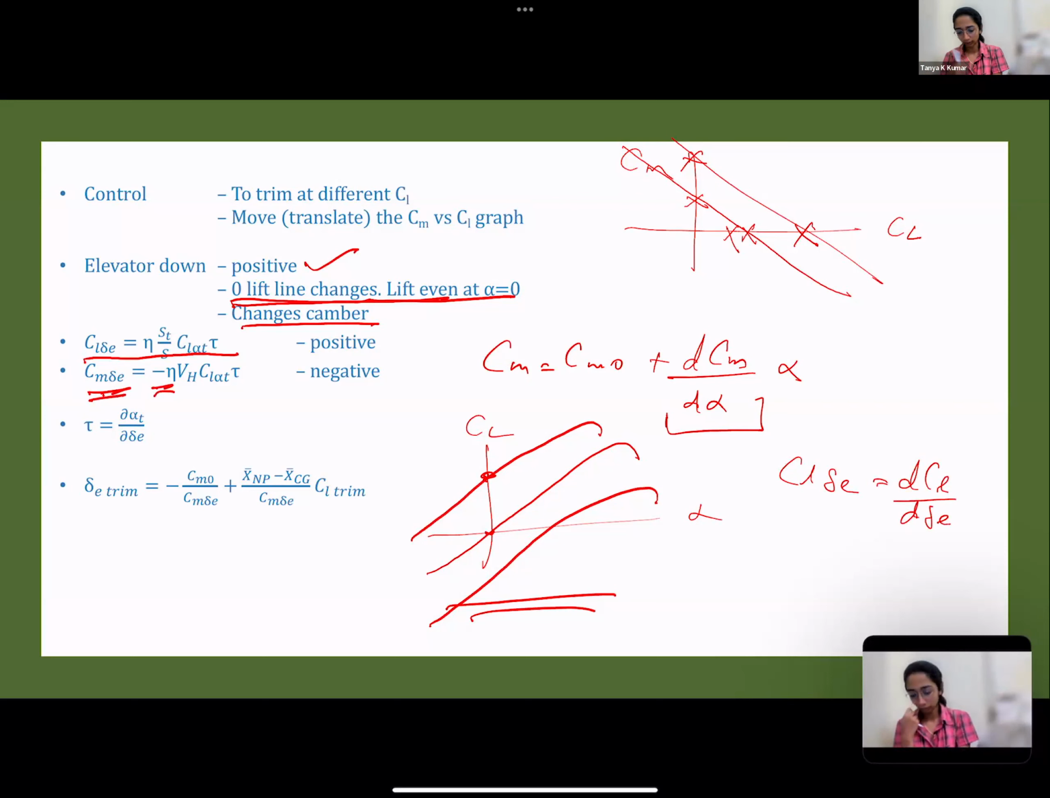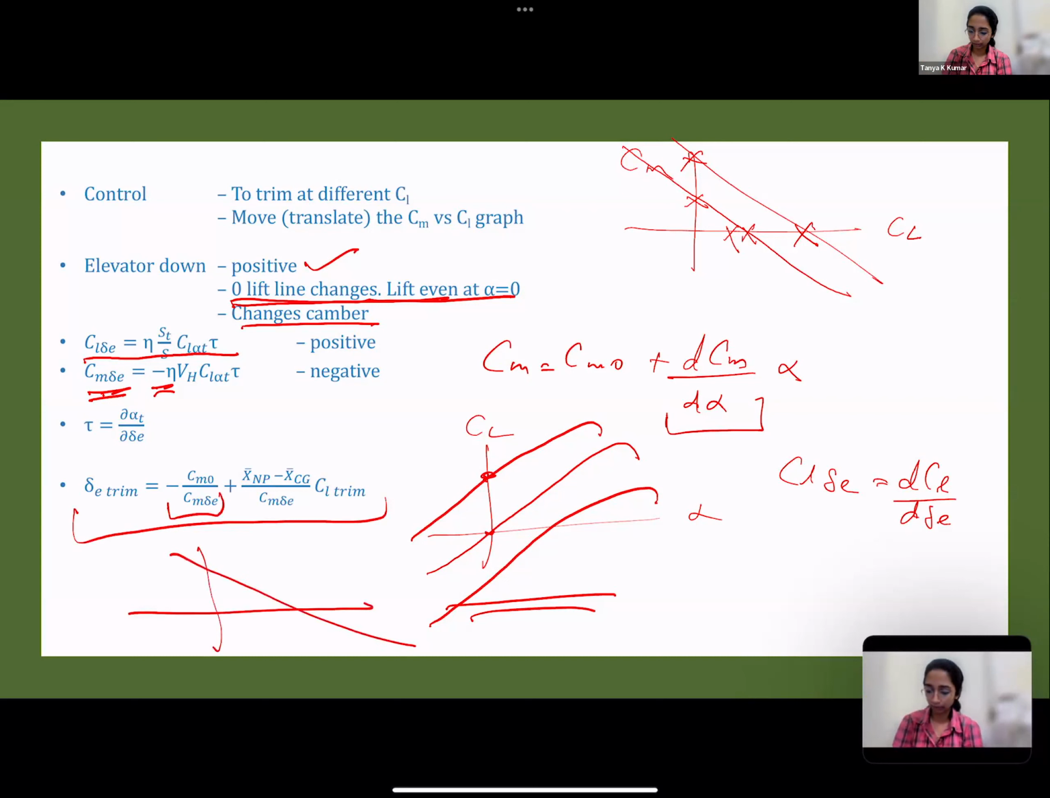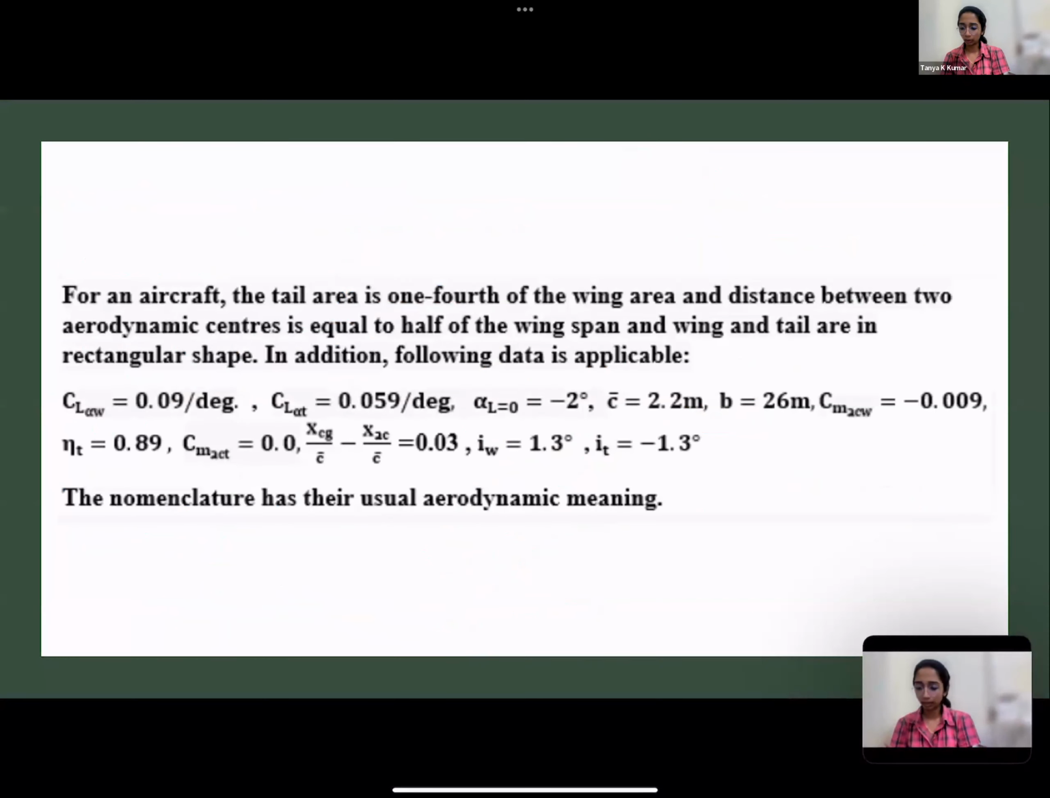Tau, the control surface effectiveness parameter, is dou alpha T by dou delta E. Then the equation that we have used multiple times: the elevator required to trim the aircraft at some particular CL. This again has a positive intercept and a negative slope. So it's something like this. This is delta E trim, this is CL trim. As your CG moves closer to the neutral point, the slope keeps reducing until it becomes 0 at the neutral point. Remember this.